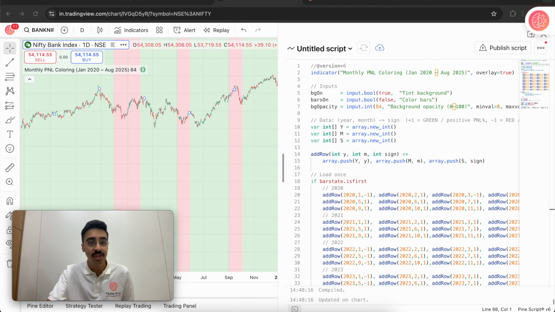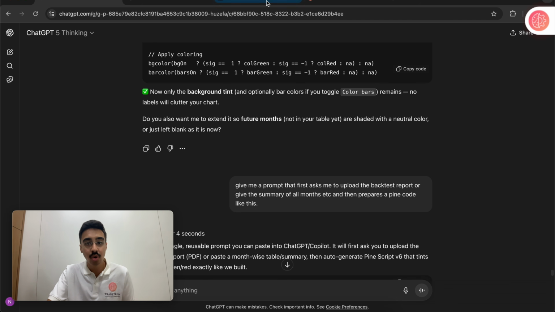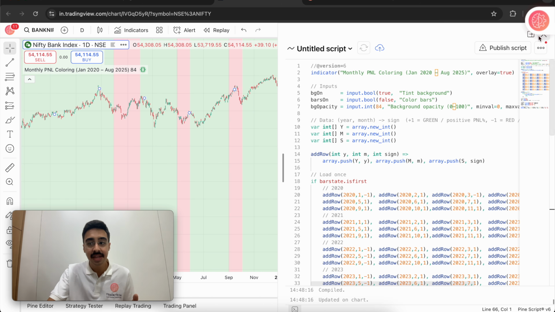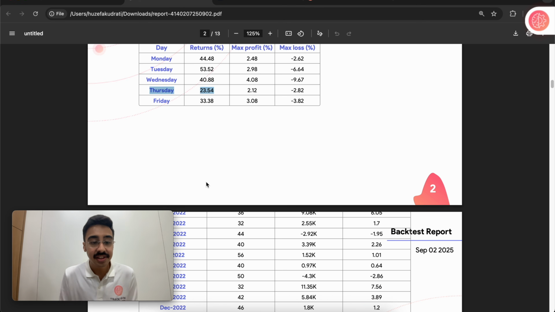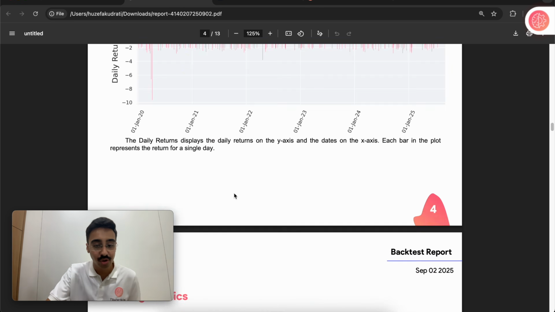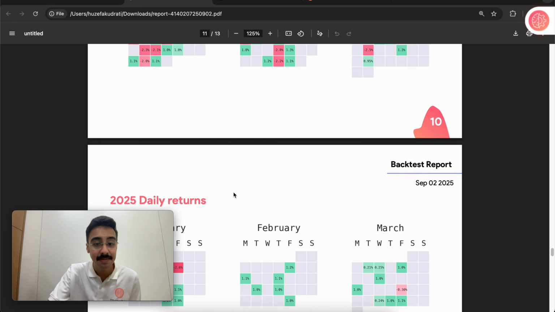The same code that ChatGPT spit out to me. I'm using this code in order to create something like an overlay on with this. There is one final thing that we've added in our backtest report that I would love to show you, and that is basically an AI based summary.